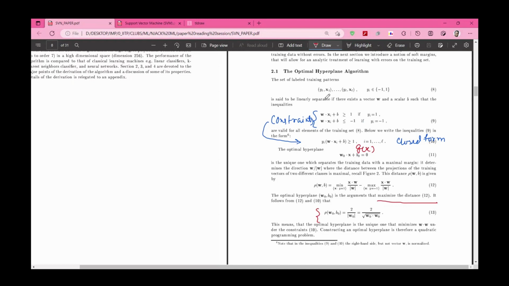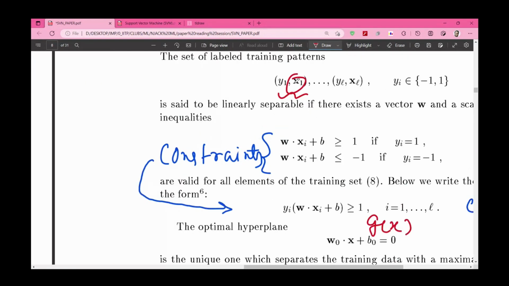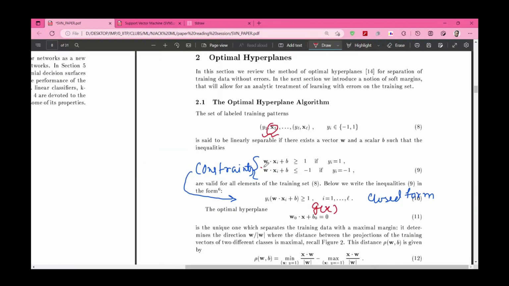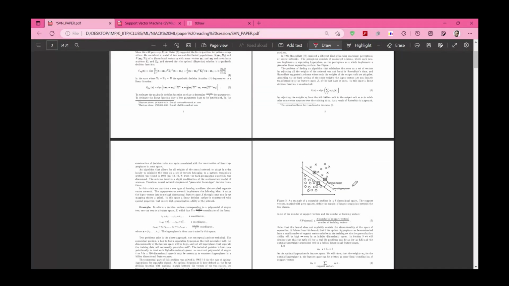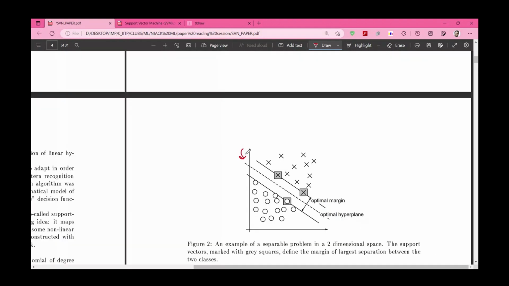So actually you can see that our training data is labeled as yi and xi. The yi are the labels and xi are the input vectors here. But now what we will be doing is that we will define some constraints here. This w xi plus b, actually this line, I have the diagram here, this one. So here you can see that this line is wx plus b equals 0, whereas this upper margin can be taken as wx plus b equals 1, and the lower margin can be taken as wx plus b equals minus 1.